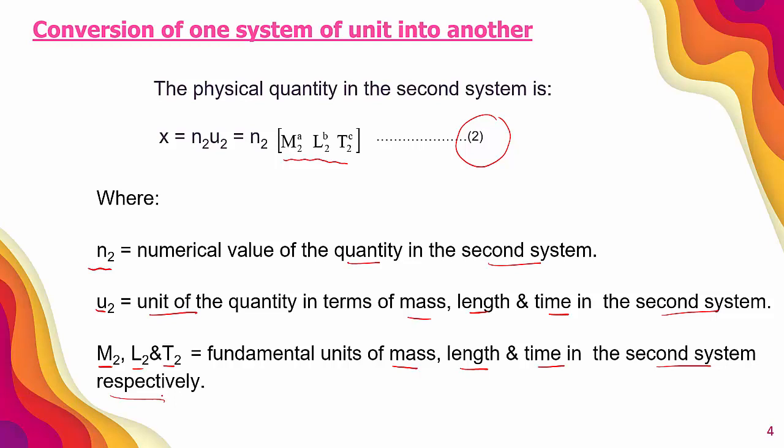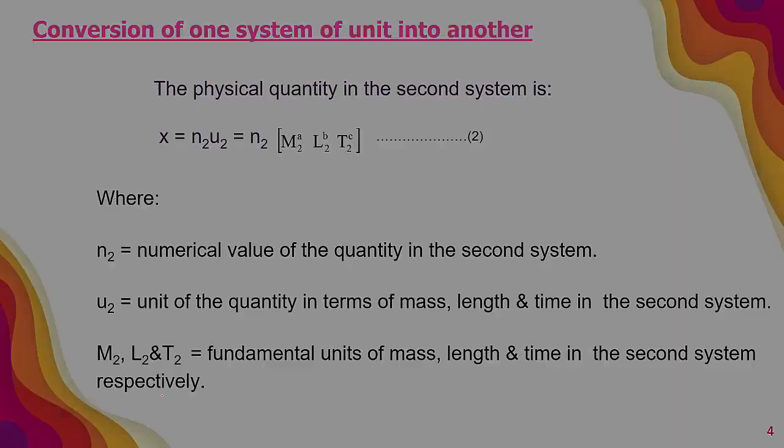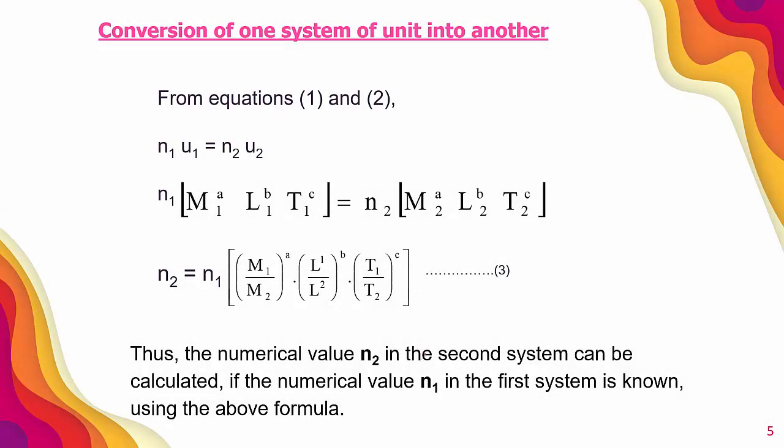Second step, we have to write x equal to N1 U1 for the first system. Third step, x equal to N2 U2. This is for the second system. Then from equation 1 and 2, what is equation number 1? I can write here x equal to N1 U1, x equal to N2 U2. These are the two equations. So from equation 1 and equation 2, how to write the equation? N1 U1 is equal to N2 U2.